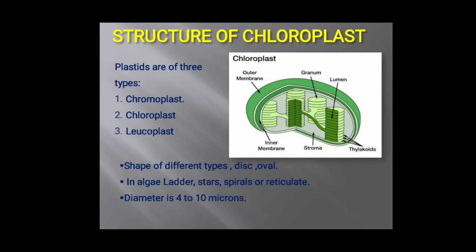There are many different types of chloroplast in their shape, like disc-shaped and oval shape, and in some algae there are ladder, star, spiral or reticulate shaped chloroplasts. The diameter of chloroplast in higher plants can vary between 4 to 10 microns, and the cells involved in photosynthesis may contain around 50 to 200 chloroplasts per cell.